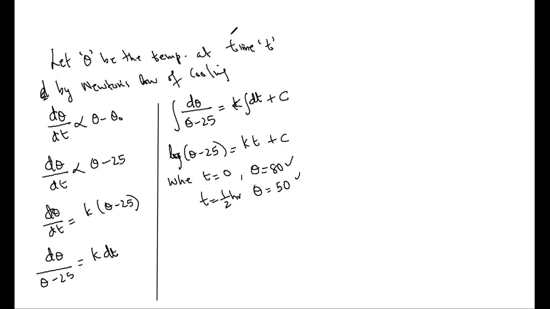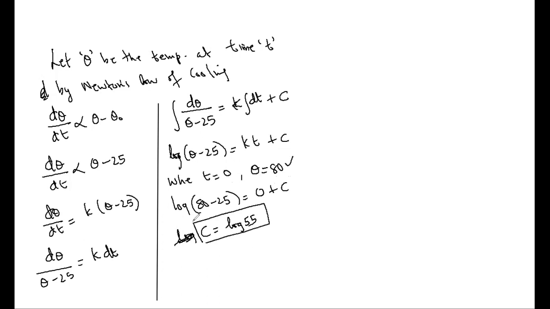So we'll apply the first one. So substitute: log of 80 minus 25 is k times 0 plus c. So c is log of 55. Now we'll find out k's value. So before that, I'll replace this back over here. Log of theta minus 25 is kt plus log 55.